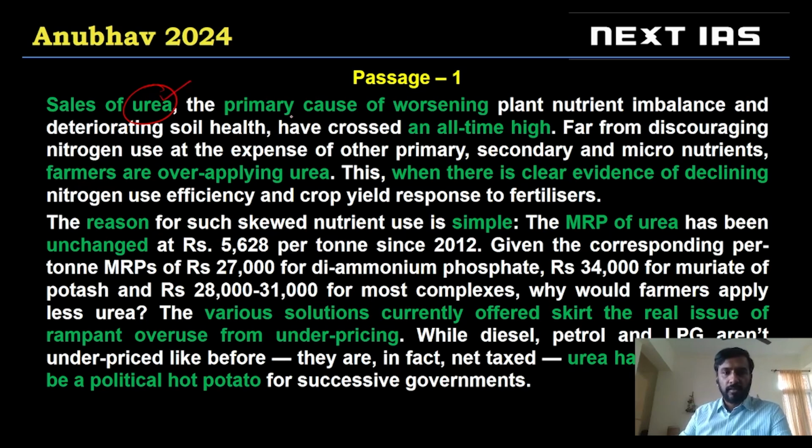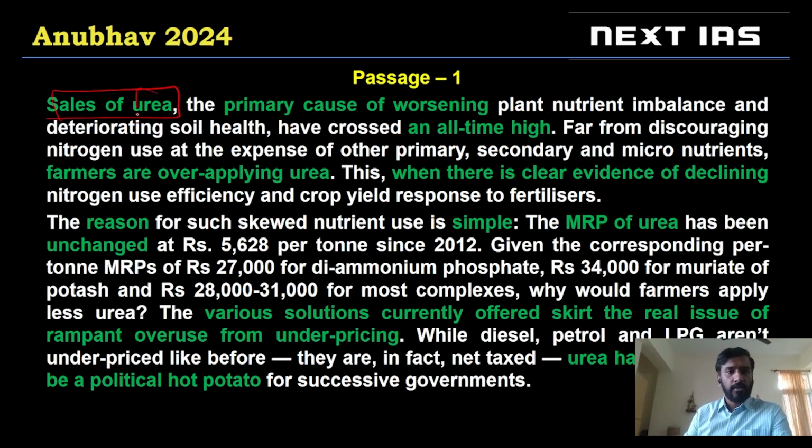Sales of urea is the primary cause of worsening plants. I'm just oversimplifying here. Sale of urea is the primary cause of worsening plants, and sale of urea is at an all-time high. These are two facts about sales of urea.